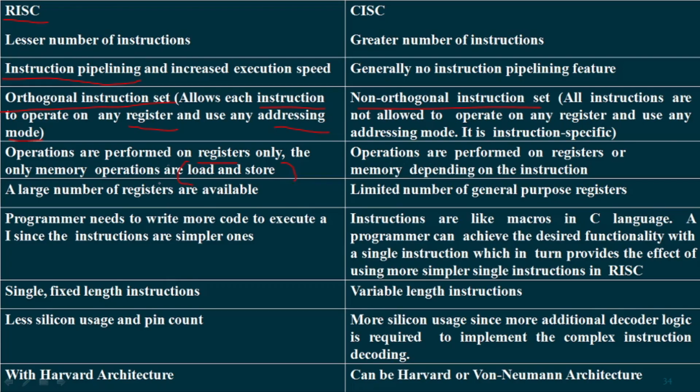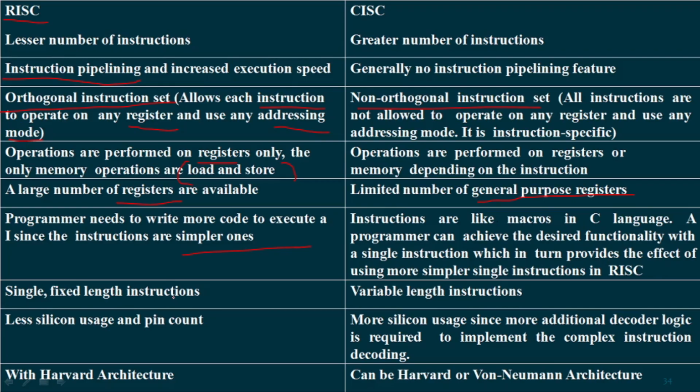The number of registers available is more here, and the number of registers available will be less there. The instructions here are simpler, and there they are more complex. Let's assume you have 4-5 instructions here to perform one task. The same thing can be carried out by one single complex instruction there. Here we have single fixed length instructions.